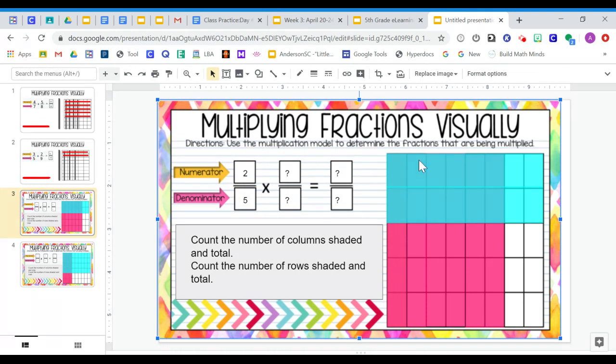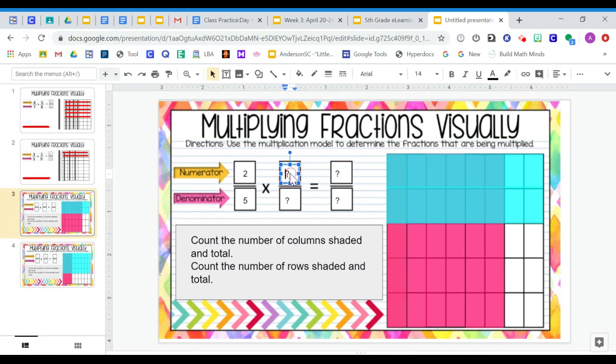Now let's look at our columns. I have 1, 2, 3, 4, 5, 6 columns shaded. The number of columns I have shaded is 6. How many columns do I have total? 6 out of how many? 1, 2, 3, 4, 5, 6, 7, 8. I have 6 columns shaded out of 8 columns in all. So this represents the fraction 6/8.